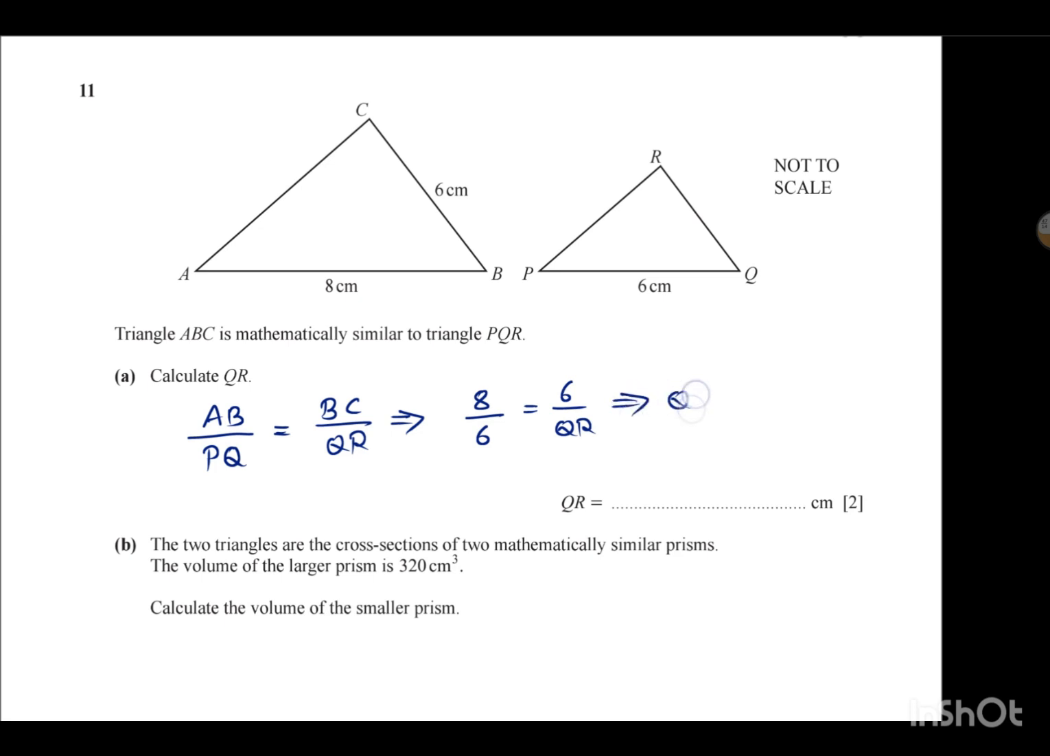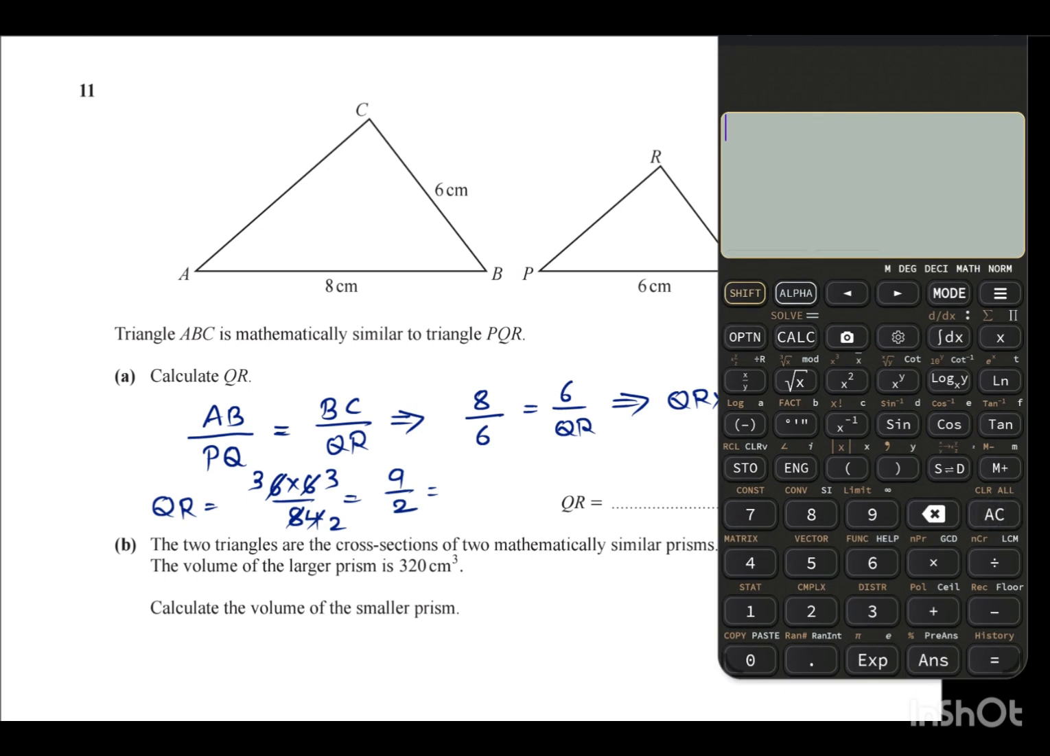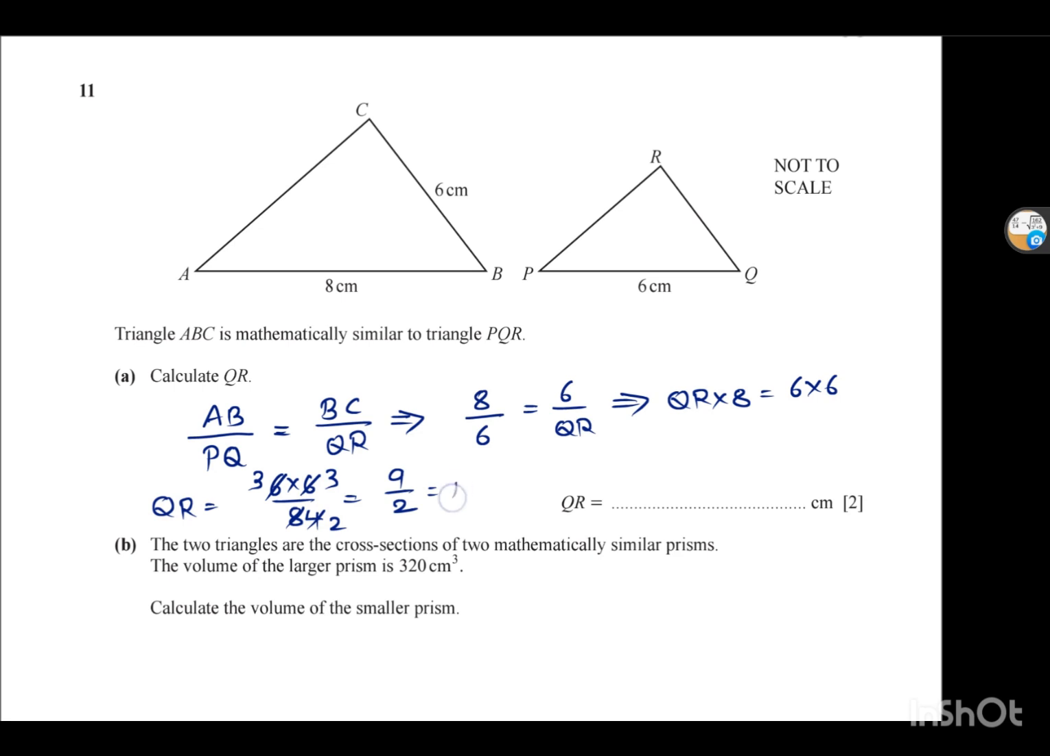Cross multiply. QR multiplied by 8 is equal to 6 into 6. So QR is 6 into 6 by 8. You can cancel out by 2: 2 threes are 6, 2 fours are 8, again 2 threes are 6, 2 twos are 4, that is 9 by 2. 9 divided by 2 is 4.5. So QR is 4.5 centimeters.